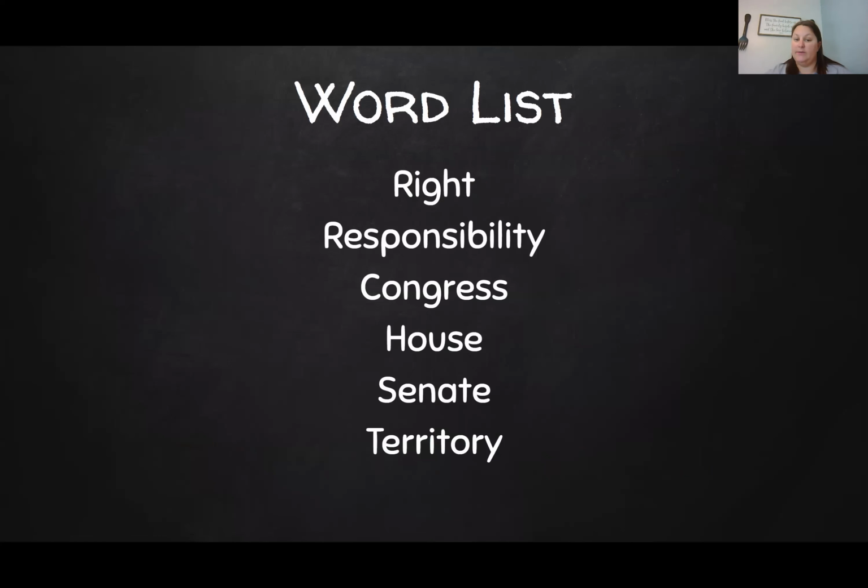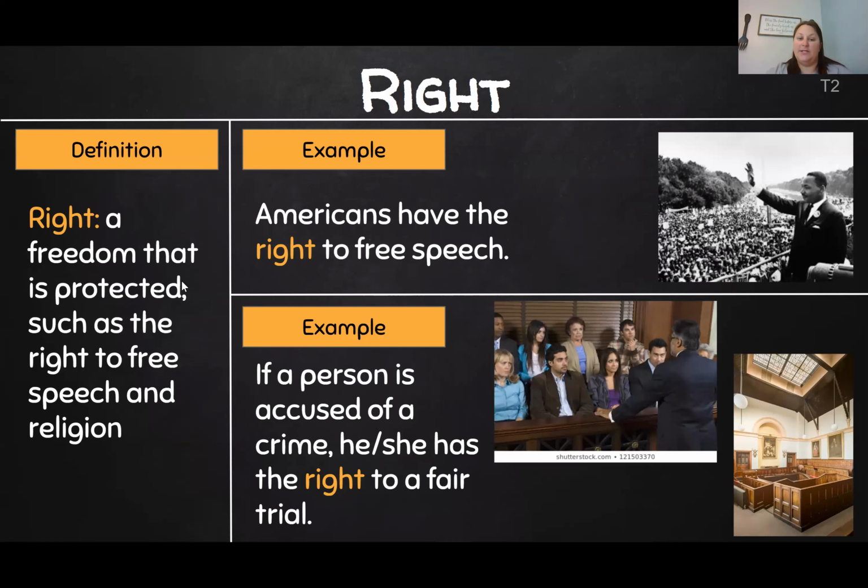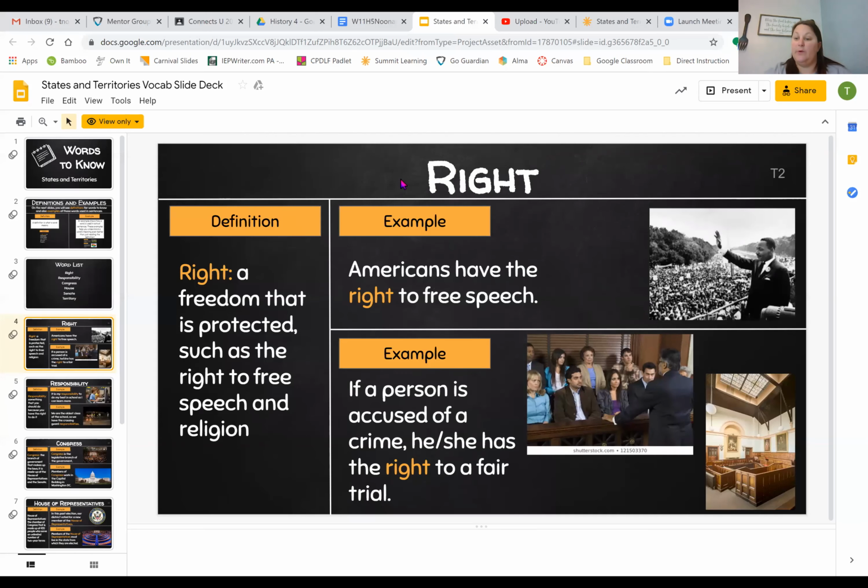So there's the word list. I was right, 6. And then here's the definition. Here's an example. Here's another example. I really like the slide deck because it gives you some examples and ways to apply that word.